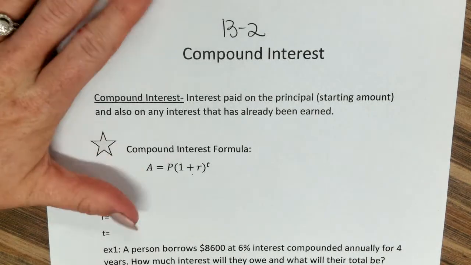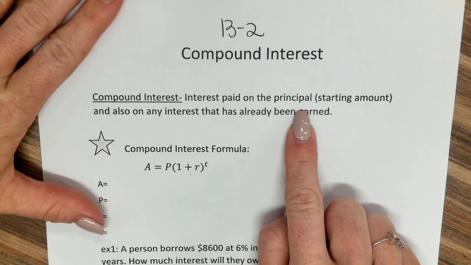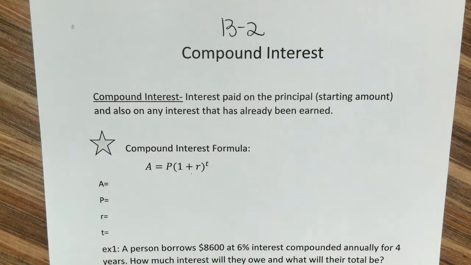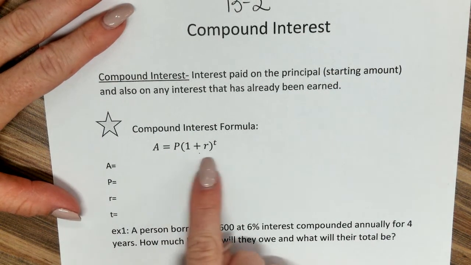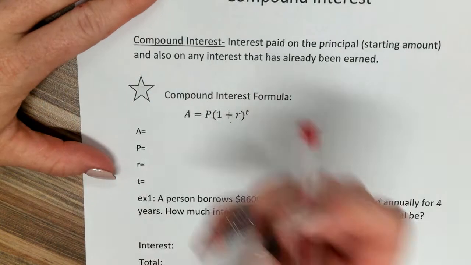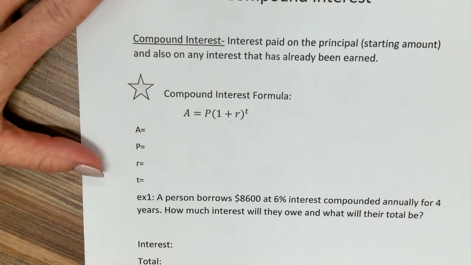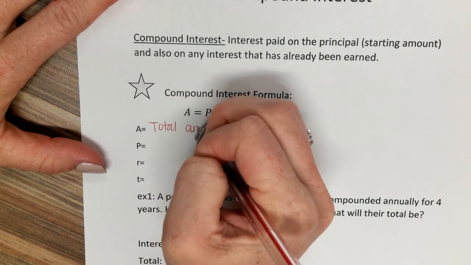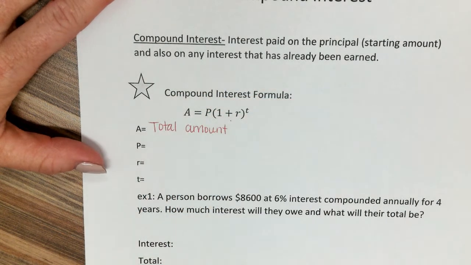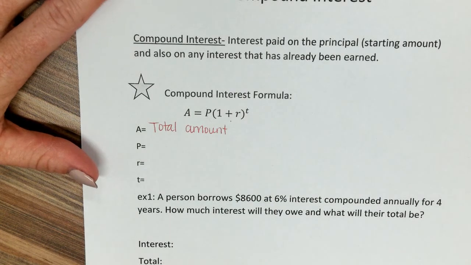Compound interest is interest paid on the principal and also on any interest. They charge you interest for your interest. It's kind of not fair. Here's the compound formula, and where did I find this at? My star chart. A is the only one we did not learn yesterday. A is the total amount. Write that down. A is the total amount.